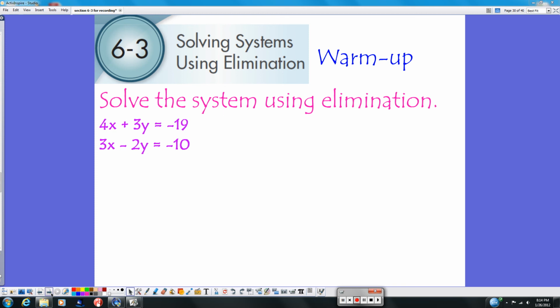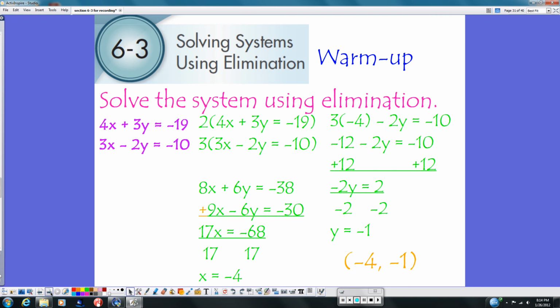Again, remember our steps. Step 1, make sure they're in standard form. They are. Step 2, look for the variable that has the same coefficient. In this case, neither of them do, so we have to make them have the same coefficient. We're going to multiply the top equation by 2, the bottom equation by 3.